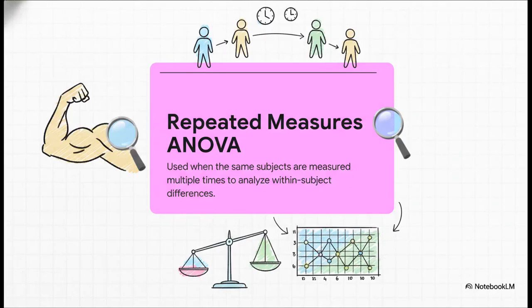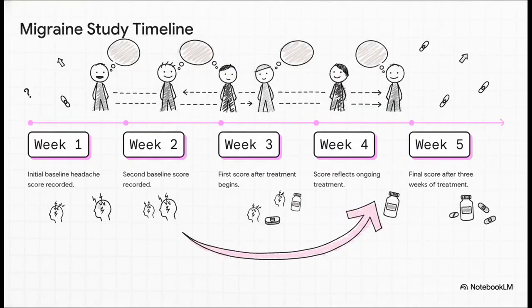This is the perfect job for a repeated measures Anova. It's designed specifically for these within-subject studies. You can think of it like a paired t-test, but on steroids, because it can handle way more than just 2 points in time. Its real strength is that every person acts as their own control, which can make the analysis incredibly powerful. This timeline shows the setup perfectly.